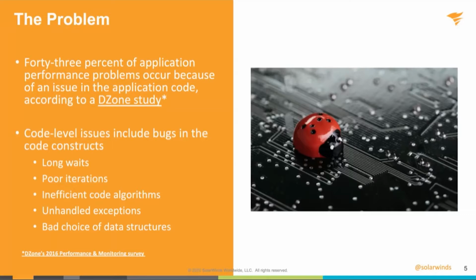Well, what do we mean by code errors? Well, these are examples: long waits, poor iterations, unhandled errors, bad choice of data structures. So there's lots of reasons that we have code level issues. Now, what's different today? I mean, this was 2016. I would suggest that these issues and the importance of solving these issues has grown exponentially.